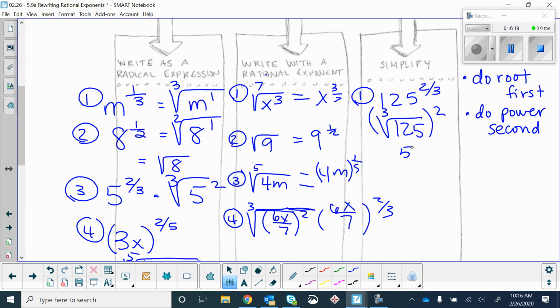That's the root. But it also had a power of 2. What does 5 squared mean? 25, because it's 5 times 5. 5 times itself 2 times.